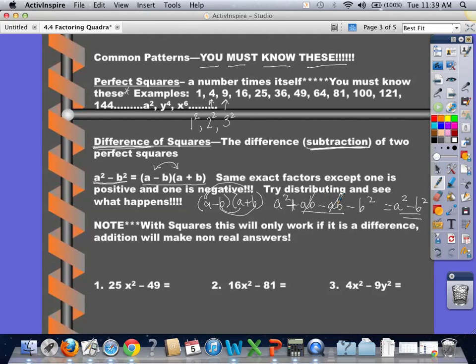Now, we worked with these before when we were doing other problems, but these are going to cancel. When we were doing the compositions and we were plugging in, we worked with this kind of situation. This is why this cancels. Okay? Note, with squares, this only works if it's a difference. Addition will make non-real answers. And right now, we don't know what those are, but we will be learning this year how to find those answers too. So, let's practice a couple.